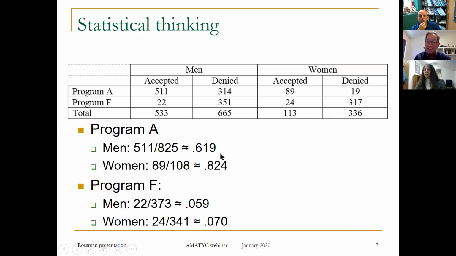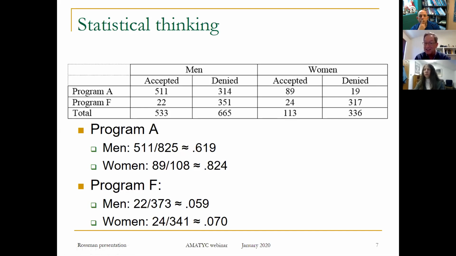If they need a nudge, I'll say something like, where did most of the men apply? Where did most of the women apply? And they're quick to tell me men applied in huge numbers to program A. 800 and some men applied to A, 300 and some men applied to F. So more than twice as many men applied to A as F. How about women? Well, women applied mostly to F. 3 times as many women applied to F as applied to A. So that's a good start, but that doesn't fully explain the oddity.